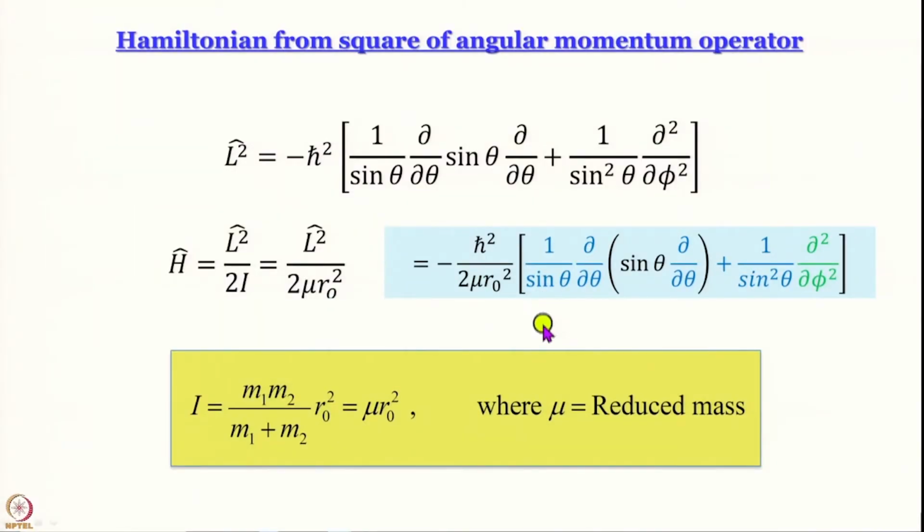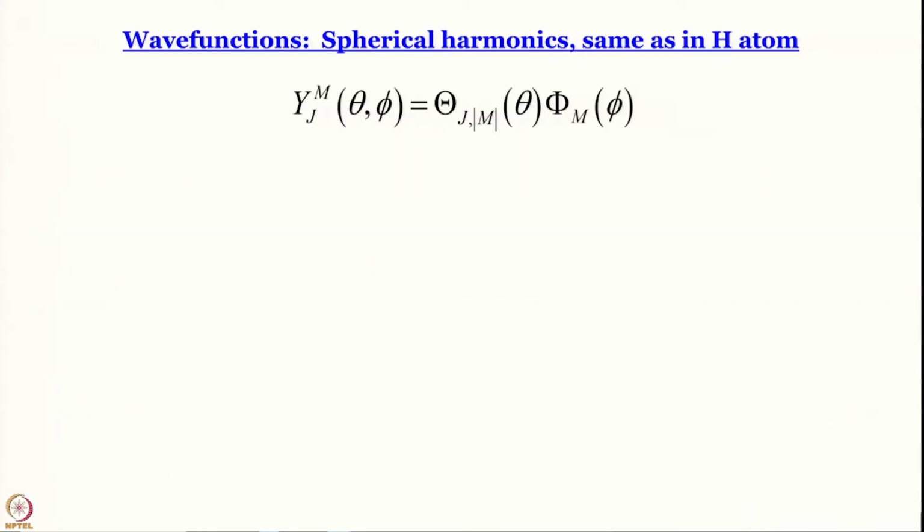Hence, we got minus h cross square by 2 mu r 0 square multiplying 1 by sin theta del del theta operating on sin theta del del theta plus 1 by sin square theta multiplying del 2 del phi 2. And now we will define the wave function in a particular fashion, and then we will try and separate the equation into individual equations in theta and phi. To do that, first thing we do is we write the wave function as a product of a theta dependent part and a phi dependent part.